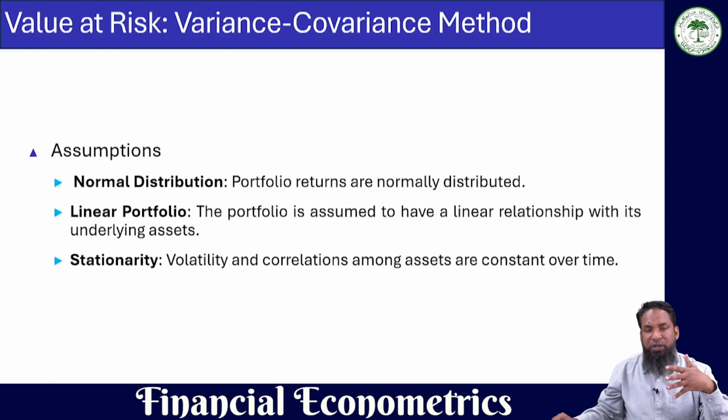Next is the variance covariance method. Here we assume that the distribution of the returns is a normal distribution. In the previous method we discussed, there was no assumption about the distributional pattern. Here we do assume that it follows a normal distribution. Second, we are assuming that the portfolio relationship is linear and the volatility and the correlations among the assets are constant over time, that is, the returns are stationary in nature, which we have already discussed in the previous lectures about the concept of stationarity.